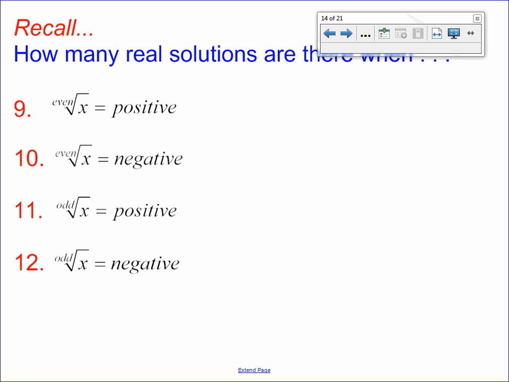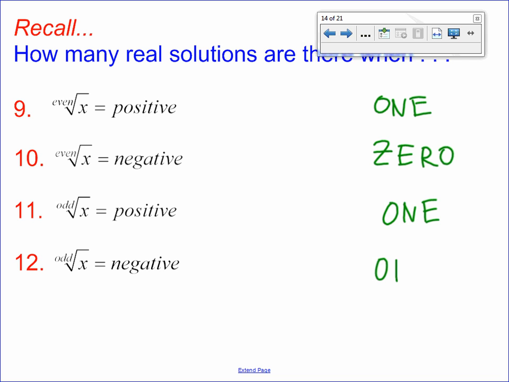So even radical set equal to a positive number, certainly. We've got one solution there. Even radical set equal to a negative output, no way. 0 solutions. Odd radical set equal to a positive output, certainly. One solution. And now, the moment you all have been waiting for. An odd index radical set equal to a negative. Now we're allowed to have a negative input there, which will make your output negative. So yes. The key difference here is the difference between number 12 and number 8.